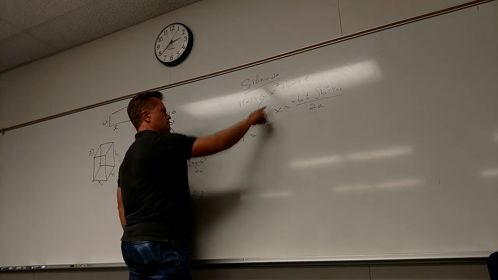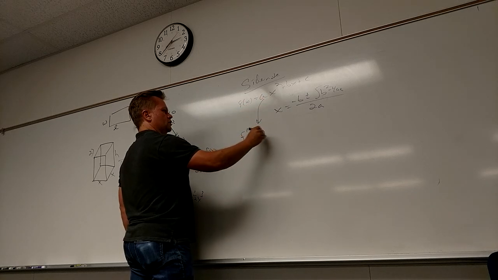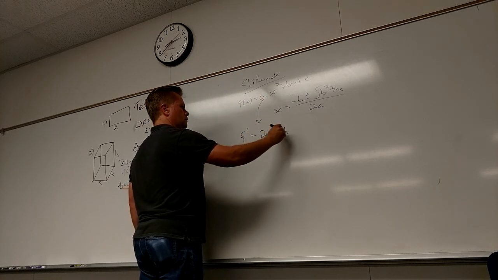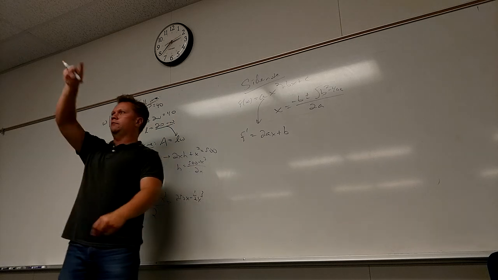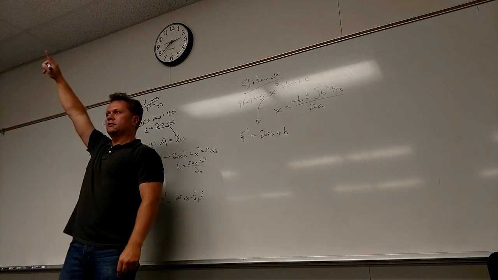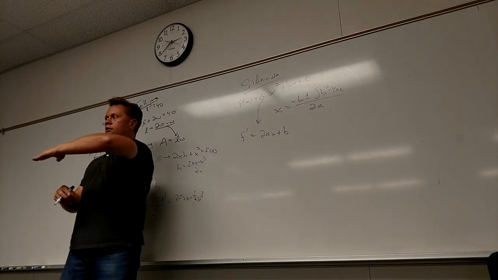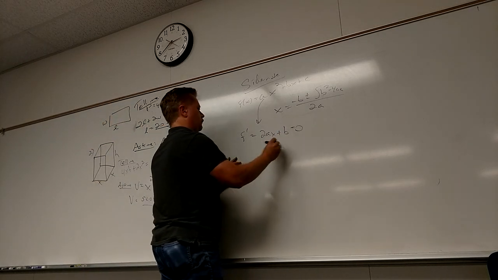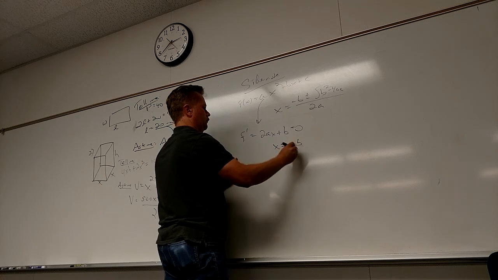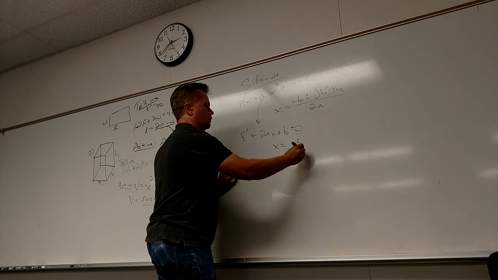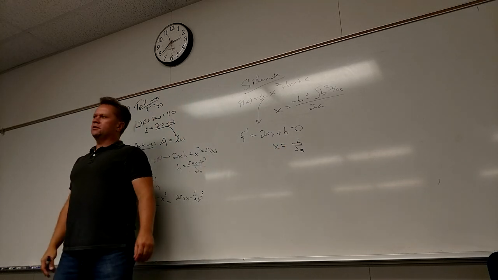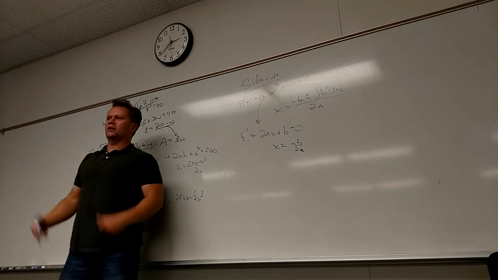What's f prime? 2ax plus b. And where will the vertex occur? Be it a max or a min, it will occur where the slope is 0. And if you solve for x, negative b over 2a. Much easier.